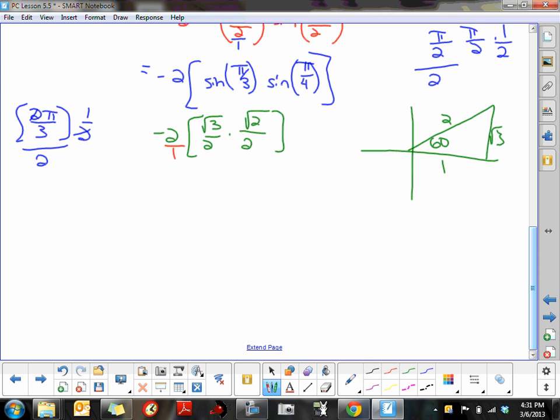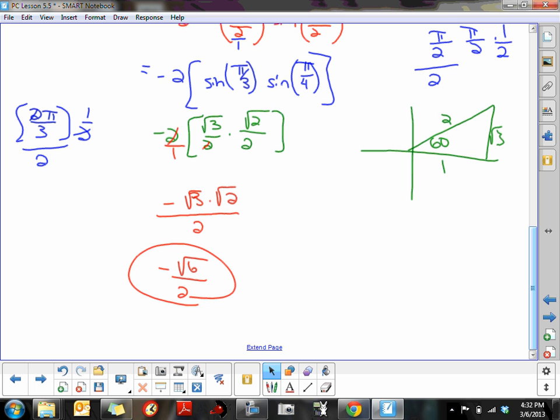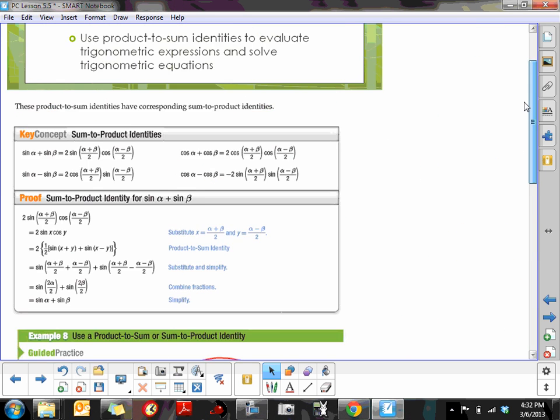So this is like a 2 over 1. I'm going to cancel this 2 with that 2. We're going to have a negative 1 times the square root of 3 times the square root of 2 all over 2, which can be written as a negative square root of 6 all over 2. So those are a couple of different examples of showing you product to sum and sum to product identities.